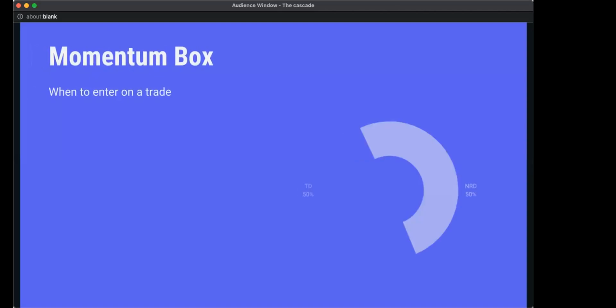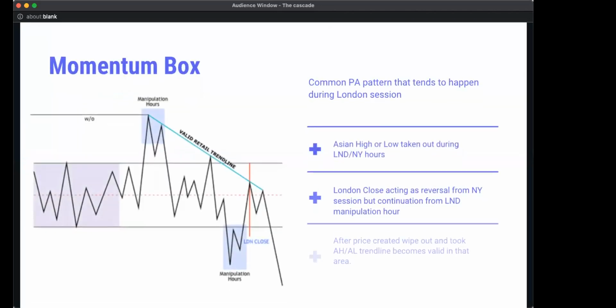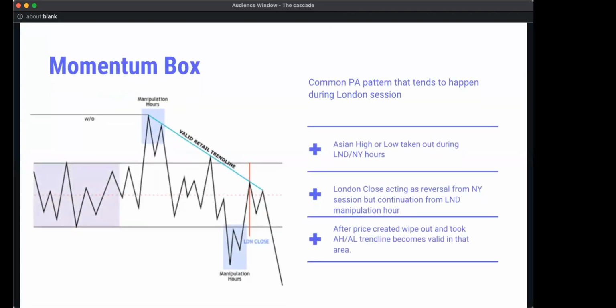Now I'm going to have Ivan take over. He's going to talk about momentum box and how to use it. Okay. All right. Can you turn the other page? Yeah. All right.